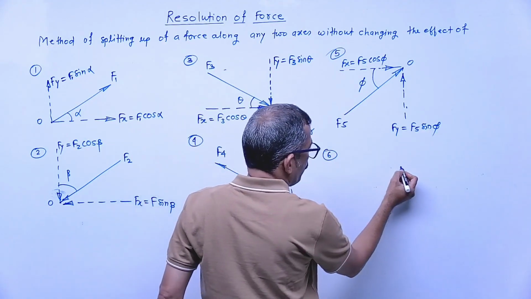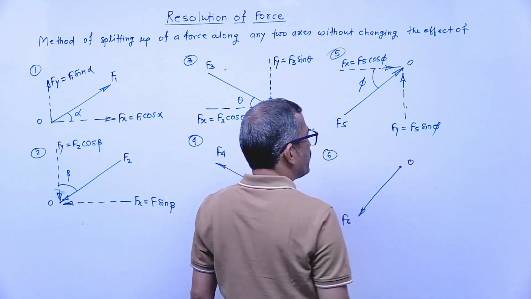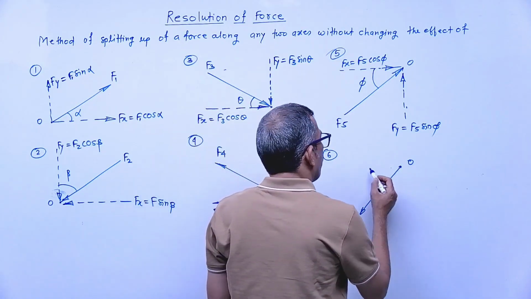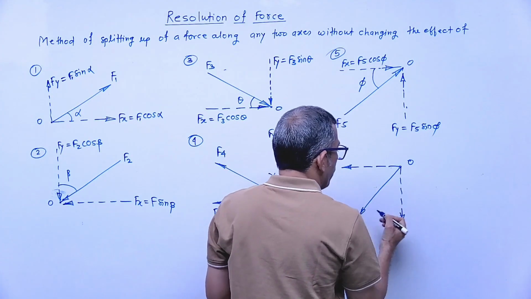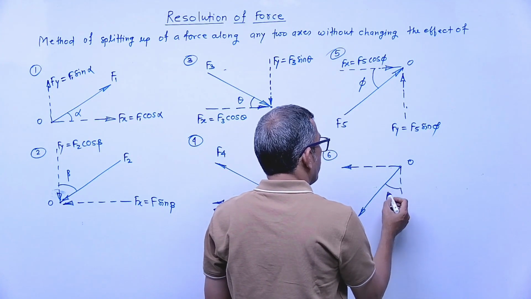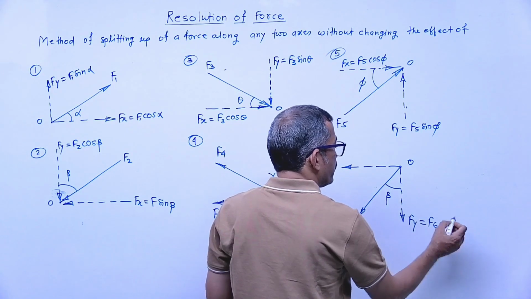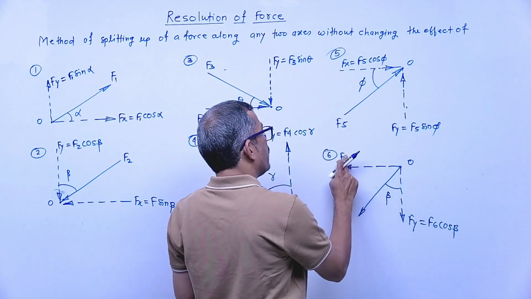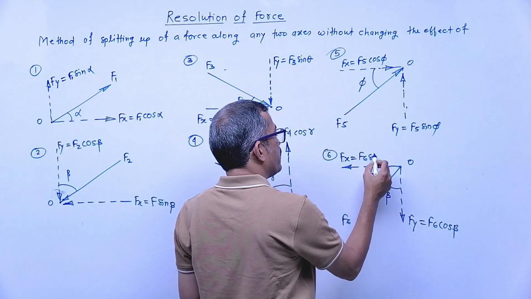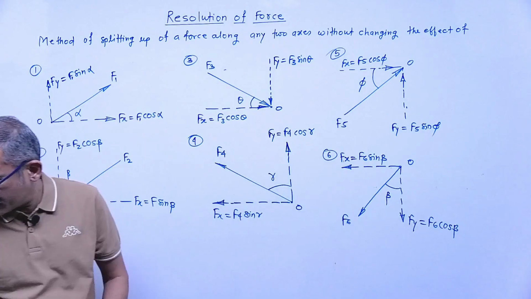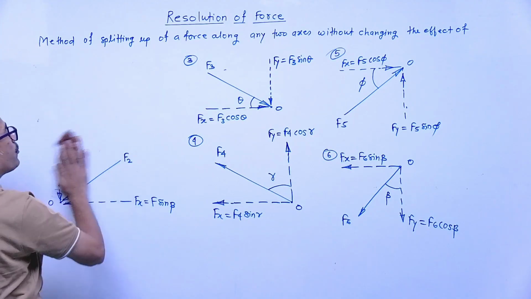Clear? If force is acting like this, force is F6. At this point force is acting, means force is away from the point. Away from the point means components must be away. Angle is given with vertical, say angle beta. The vertical component Fy equals F6 cos, because angle is given with vertical. Vertical component cos, horizontal component sin: F6 sin of beta.